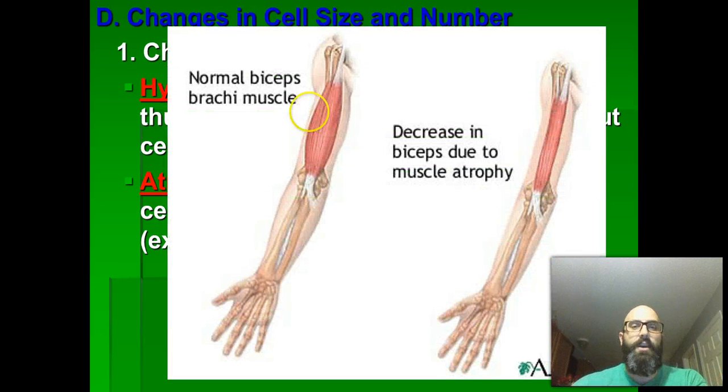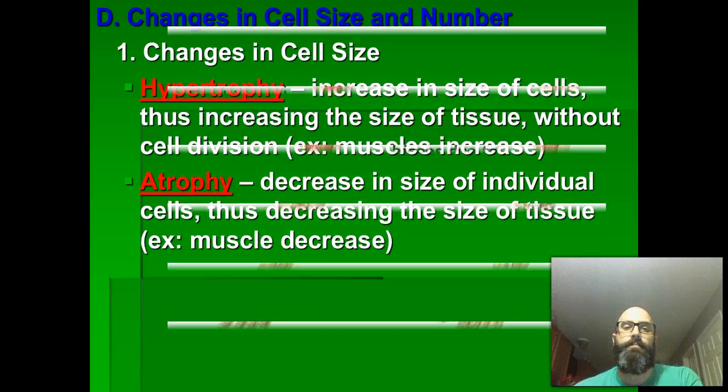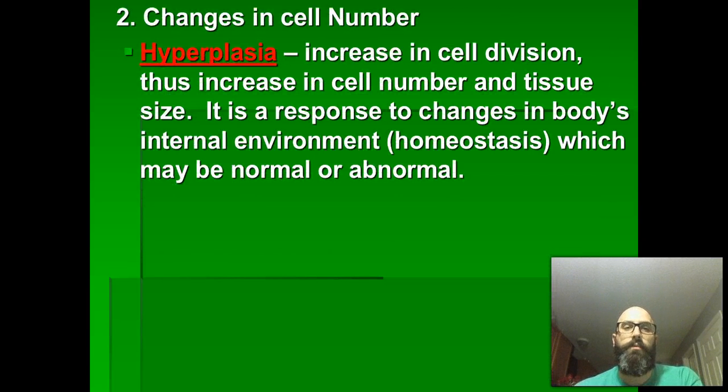Here's an example. Normal bicep, atrophy. This guy could have been put in a cast, not using his bicep, boom, shrinks in size. Atrophy. Okay. You can also grow in terms of changing the cell number. This is really simple. You make more cells, they take up more space, you get bigger.